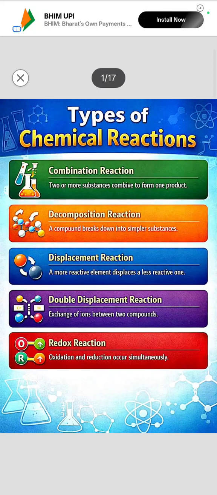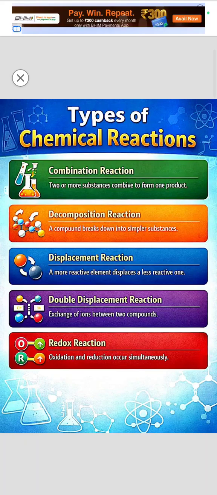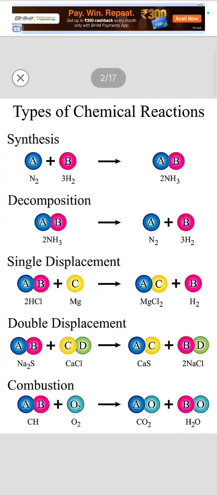Then the fourth type of chemical reaction is double displacement reaction. The word double displacement means displacement will occur two times. Double means two times. Double displacement reaction. In this reaction, there is exchange of ions between two compounds or two salts in the double displacement reaction.